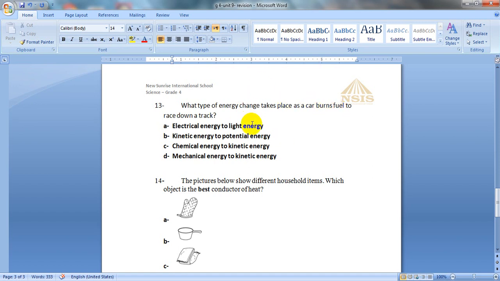So which change is happening here? Is it from electrical energy to light energy, kinetic energy to potential energy, chemical energy to kinetic energy, mechanical energy to kinetic energy? It will be letter C. Chemical energy from the burning of fossil fuel to kinetic energy that makes the car move.